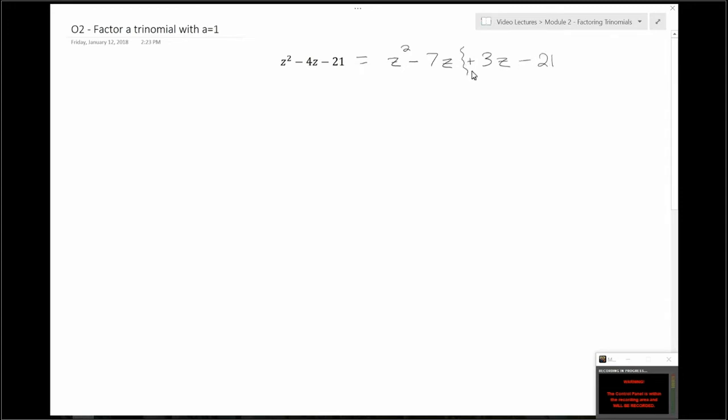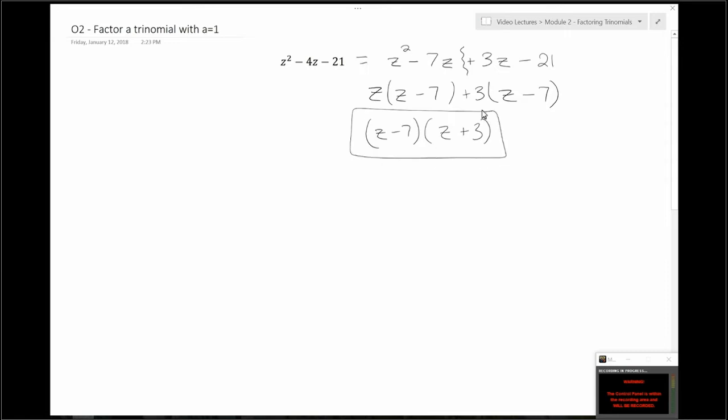And in that video, we factored out the GCF for each of these pieces. Like so. Saw that we could again factor out a GCF, z minus 7. And that would lead us to factoring this trinomial. So in this video, we're going to figure out how or why we would break up the middle in this way.